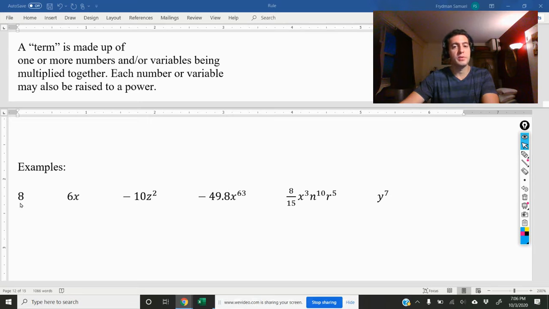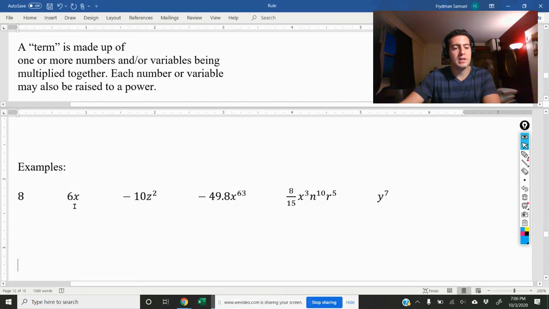We have a very simple term here, 8. So it can be as simple as that. 8 would be a term. We could also have 6x, which means 6 times x, or negative 10z squared. So there's that exponent there. I was saying before that exponents mean that we're multiplying something repeatedly. So z squared means z times z. This is just a quick way of writing z times z. So anyway, that whole thing would be a term, negative 10z squared.